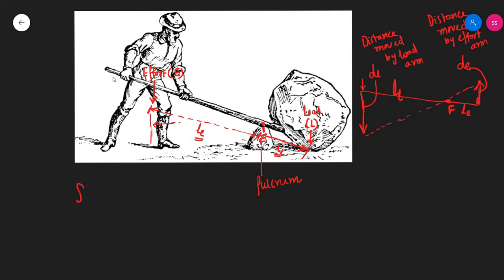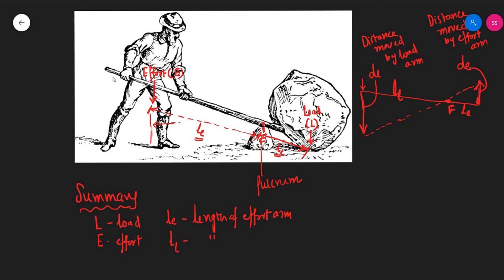So here is a summary of all the terminologies we are going to use. L stands for the load. E stands for the effort. LE stands for length of effort arm. LL is length of load arm, and DE is distance moved by effort, and DL is distance moved by load.